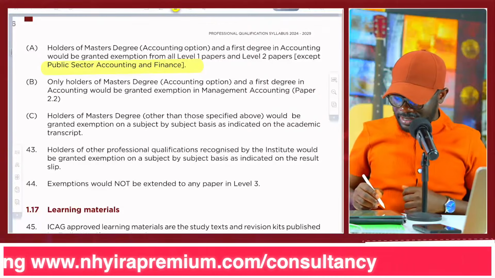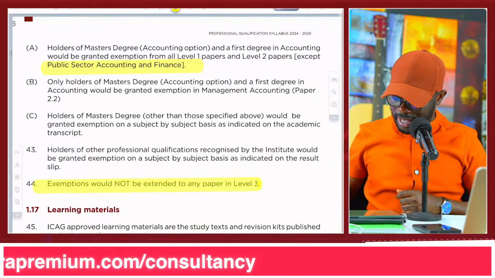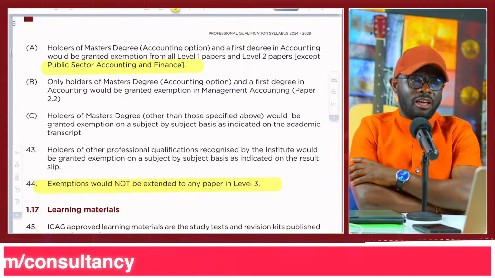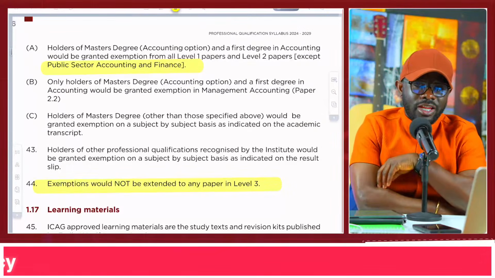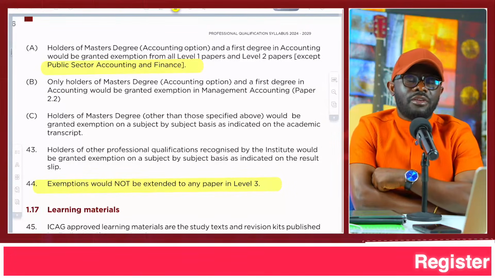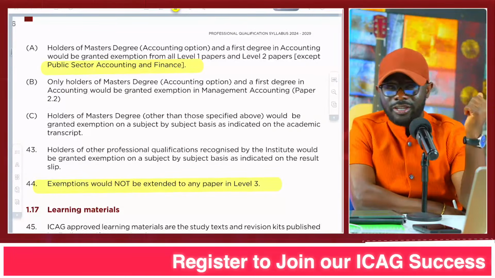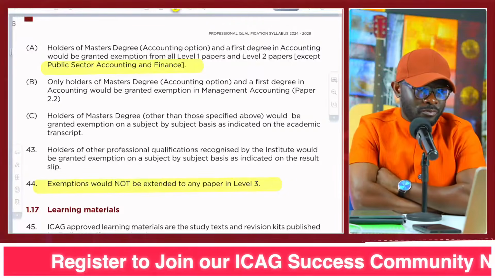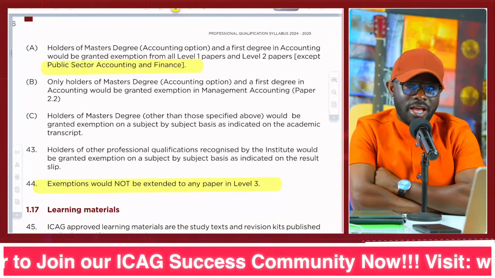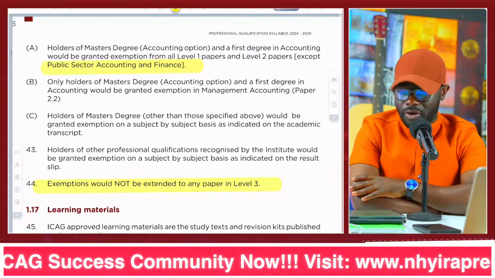Note that exemptions will not be extended to any paper in level 3. Literally what it means is that even if you have a PhD in accounting and you come, you would still be coming in to do things in level 2, and then you go to level 3.